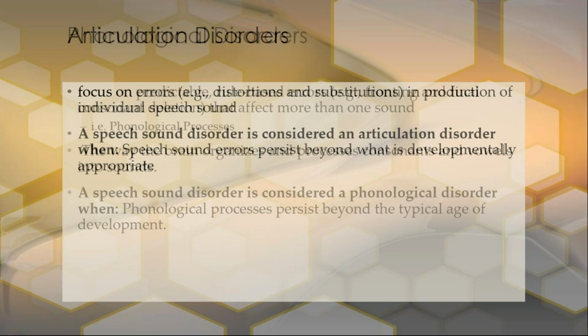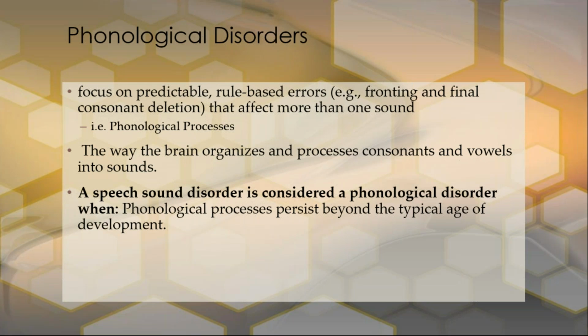And then with phonological disorders, these disorders are predictable, they're rule-based, and it might affect more than one sound. I'm going to go into phonological processes a little bit later, but these are errors that are predictable, and they often happen across different words with the same sounds. And phonological disorders are the way that the brain organizes and processes how you say sounds.